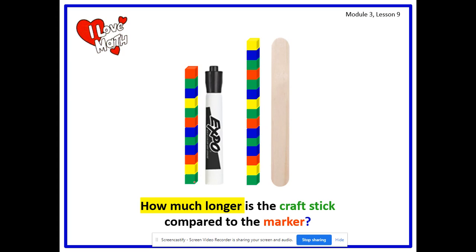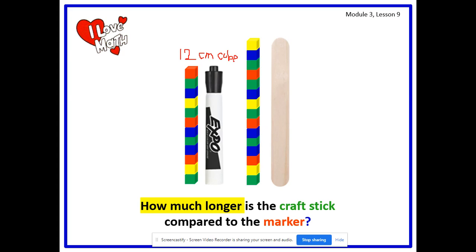Get ready. 1 centimeter cube, 2 centimeter cubes, 3, 4, 5, 6, 7, 8, 9, 10, 11, 12 centimeter cubes. So the marker is 12 centimeter cubes long. Remember to always name the unit. And right now we're using centimeter cubes. So that is our unit.